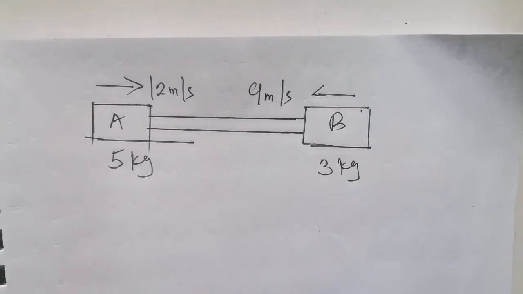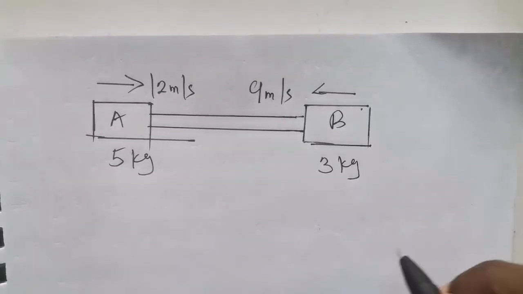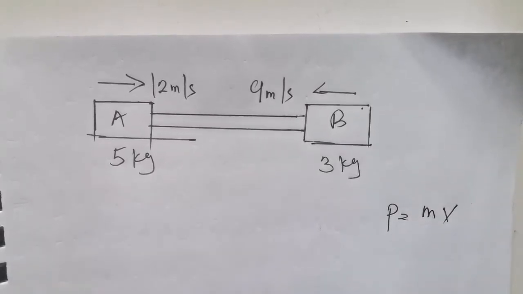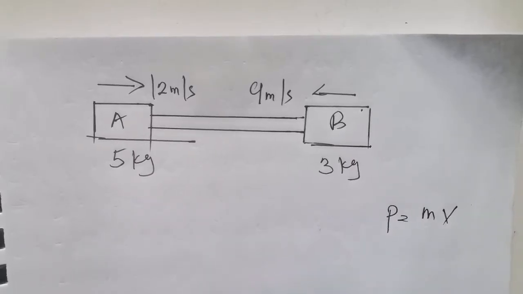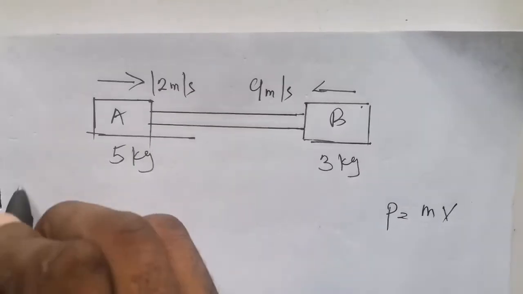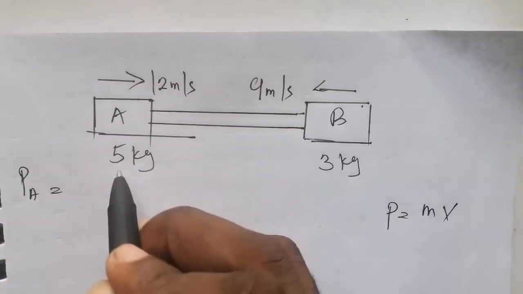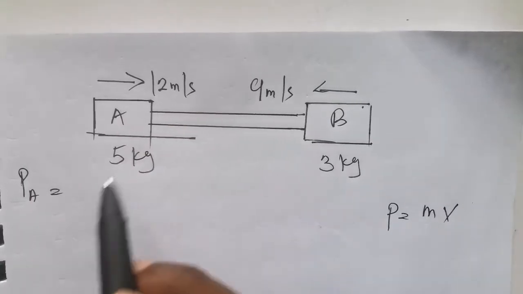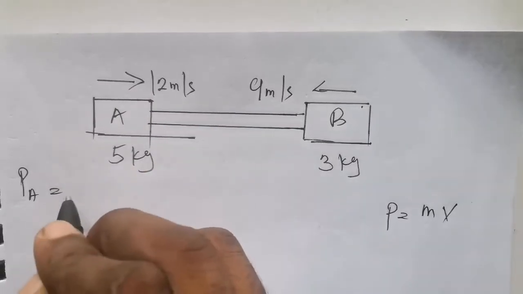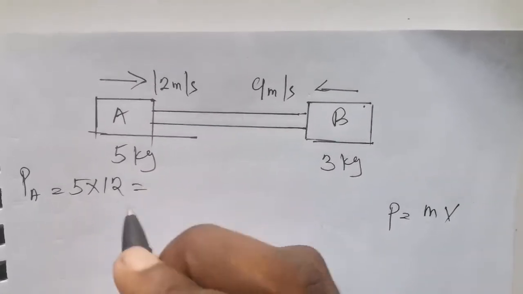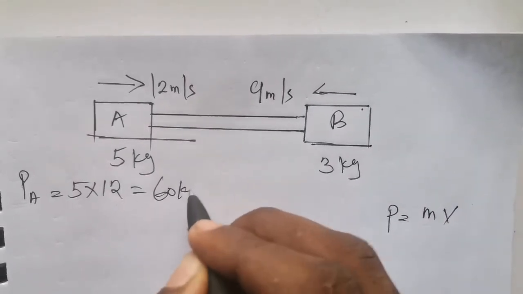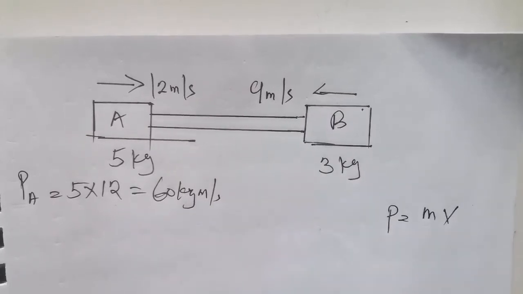Okay, and you know that momentum P is actually the product of mass and velocity. Now, this is before impact, when the two objects are coming to collide with one another. Therefore, the momentum of collar A, simply called PA, is given as mass times velocity. The mass of collar A is 5, the velocity is 12, so you have 5 times 12. This means the momentum of collar A is 60 kilogram meters per second.